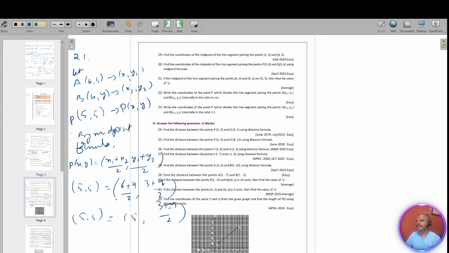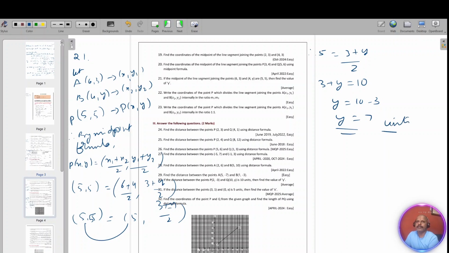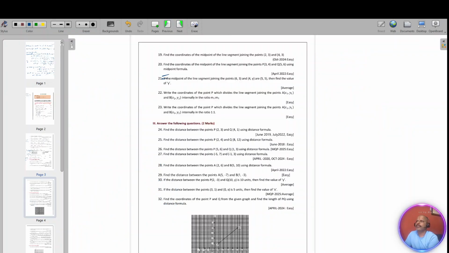Now, see, 5 and 5 are same, right? So, x coordinates is same, y coordinates also should be same. So, what we can write is 5 is equal to 3 plus y by 2. Cross multiply: 3 plus y equal to 5 into 2, that is 10, y equal to 10 minus 3, y equal to 7 units. Remember, when one point is equal to another point, their x coordinates are equal and y coordinates are also equal. Okay. So using that knowledge, we equate and find the unknowns. Clear? This is important.